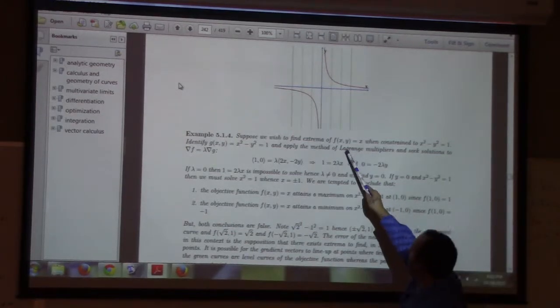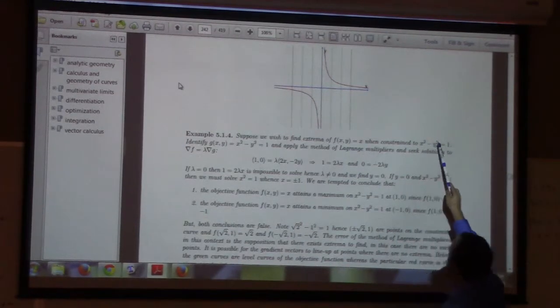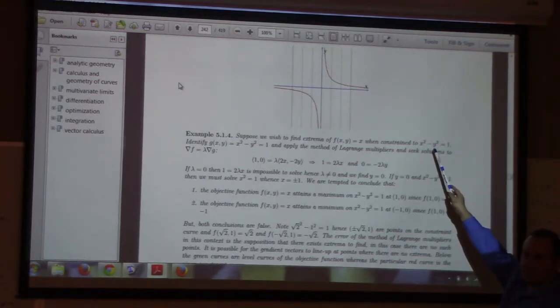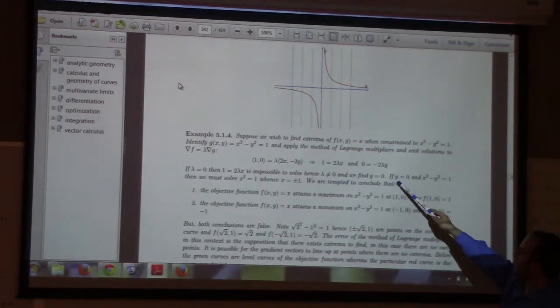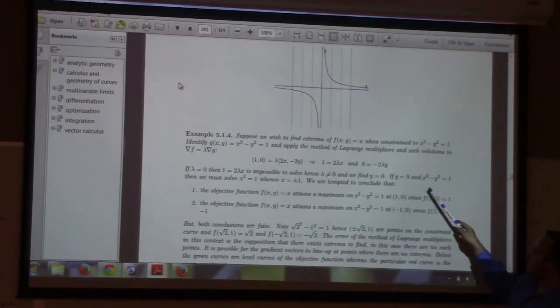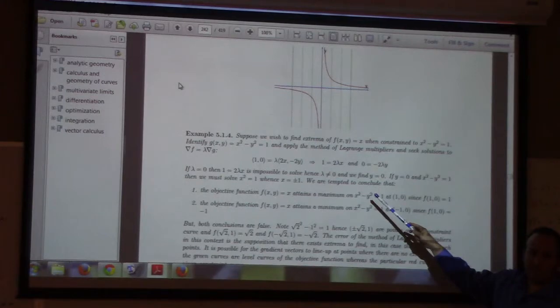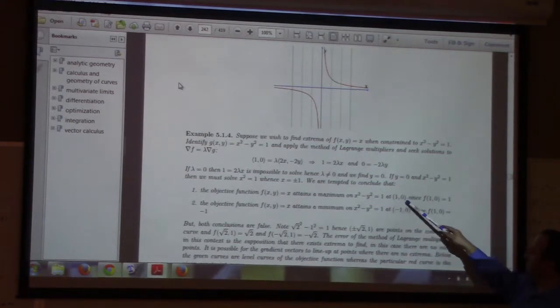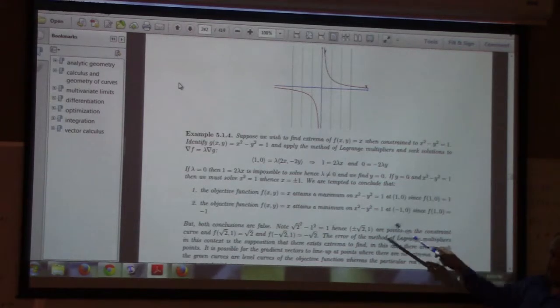Anyway, if you have f of x, y equals x, and constrain it to x squared minus y squared equals 1, then you do the Lagrange multipliers, and what do you get? You end up with plus or minus 1 for x. So you get either 1, 0 or minus 1, 0 as possible solutions. And you plug it in, and you get 1, and you get minus 1. So you might be tempted to say, aha, x has a maximum value of 1 and a minimum value of minus 1. But of course, those are not extremal points for the x function on this curve.